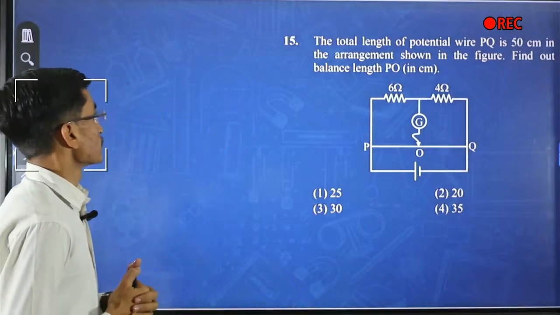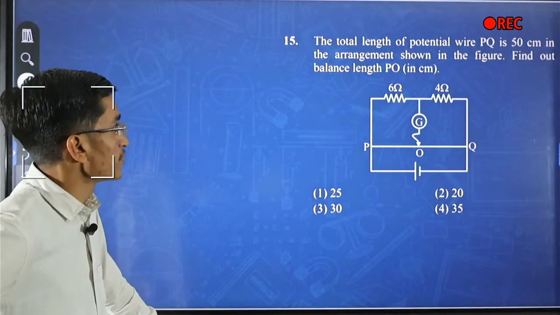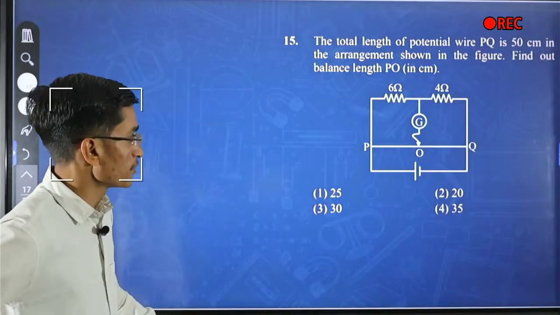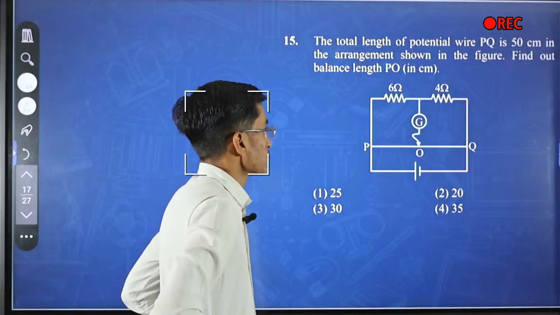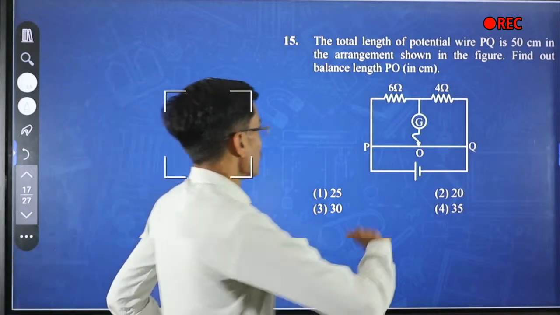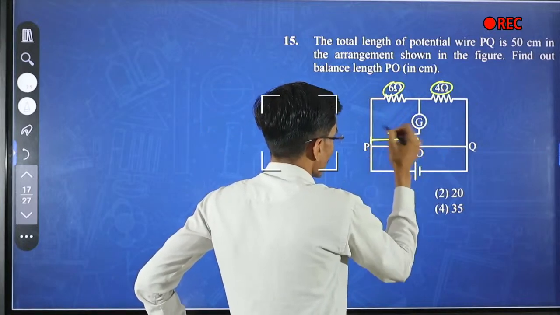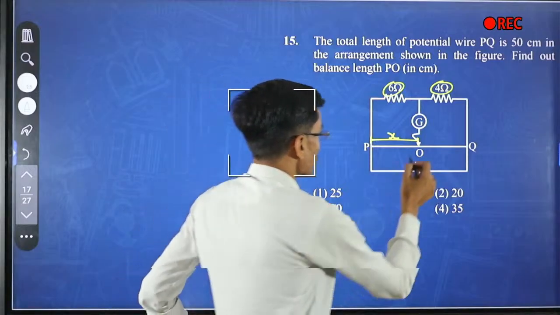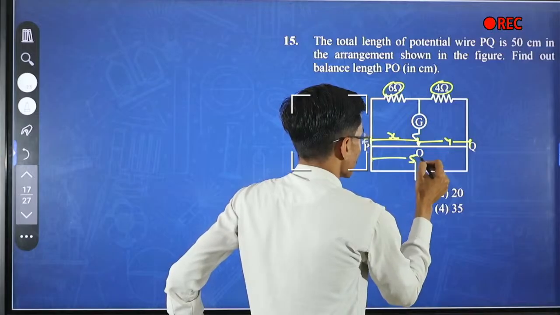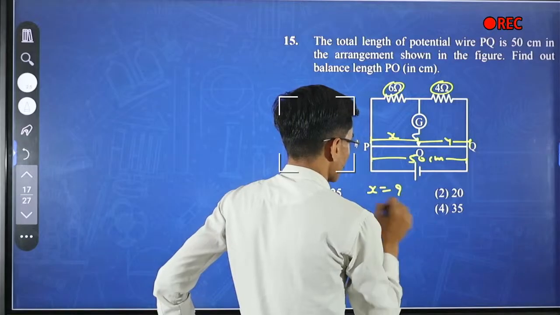Question number 15. The total length of a potential wire PQ is 50 centimeter in the arrangement shown in the figure. Find the balance length PO in centimeter. Here is the balancing condition. A meter bridge is given with 6 ohm resistance and 4 ohm resistance. This is distance x, meaning length of PO. Let us say this is y. Total length from P to Q is given as 50 centimeter, and we have to find x.